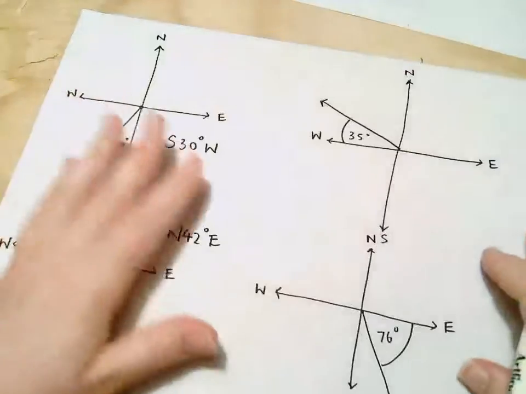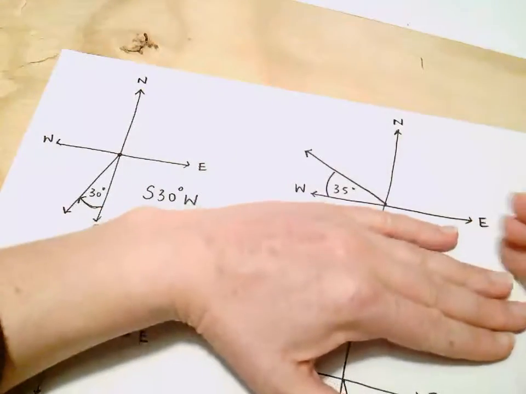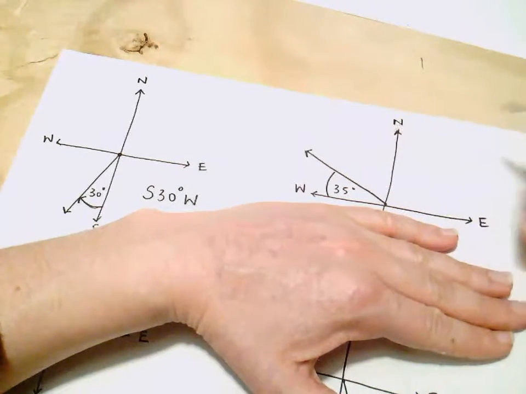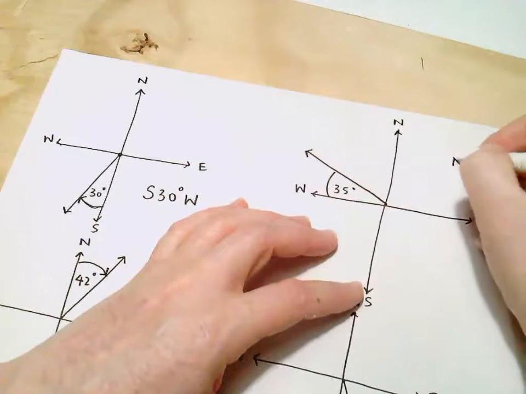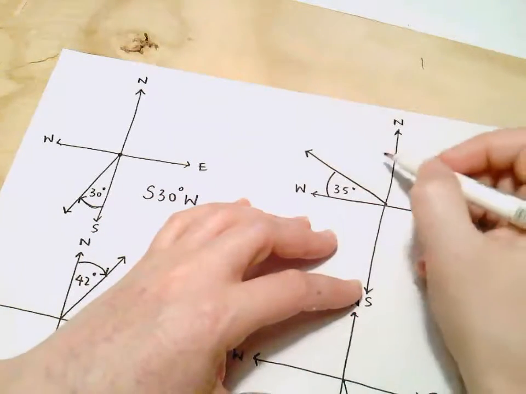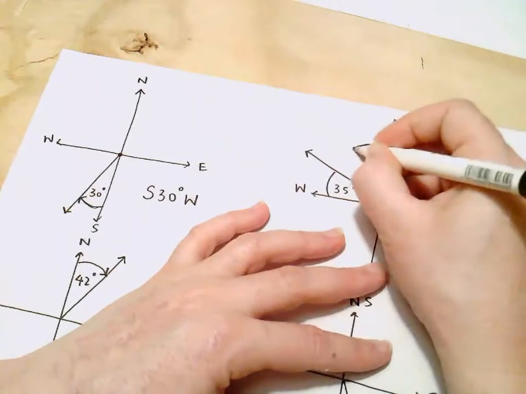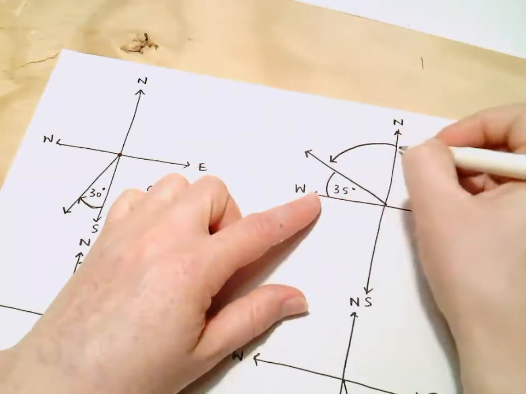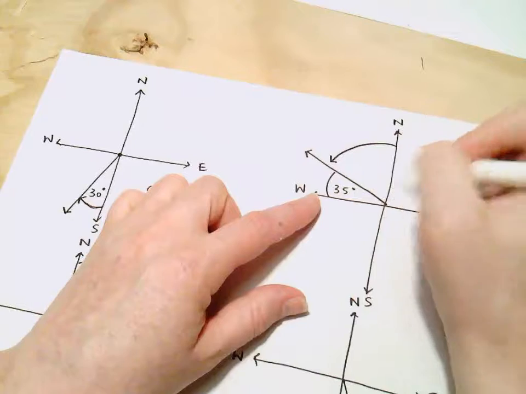Now these two over here are a little bit trickier. Again, I'll do the same process. I say, which half is this in? And I can see that this particular one is in the northerly half of my compass. So I'm going to write that this is north. I need to say how far it is off north, not how far it is off west, but how far it is off north. So I'm going to have to work out what this angle would be.